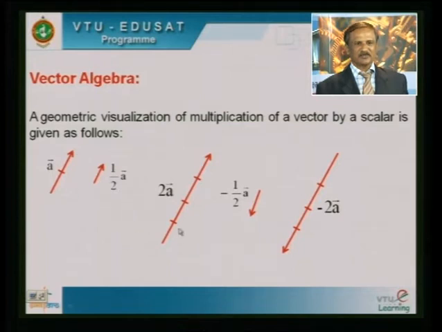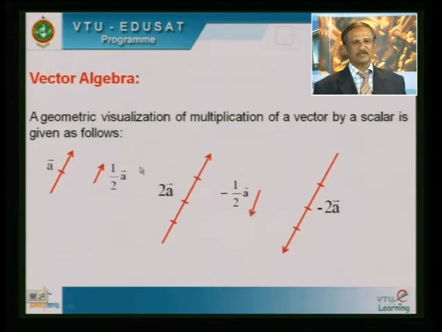Is it clear? You can observe the length. I hope you can see it doubles the length of the given vector. When you multiply 2 into A, you can obtain this vector. Similarly, if you multiply by a negative number, minus 1 by 2 into A, and we have already obtained 1 by 2 into A, you can obtain this vector. You will get a similar vector, but the direction is opposite. Or if instead you multiply by minus 2, we can obtain this vector. So, magnitude is the same, but the direction is opposite.